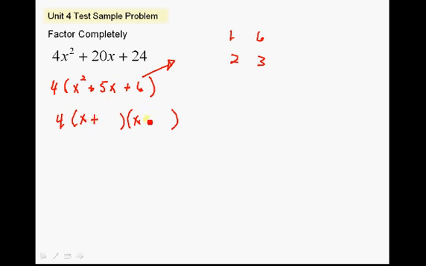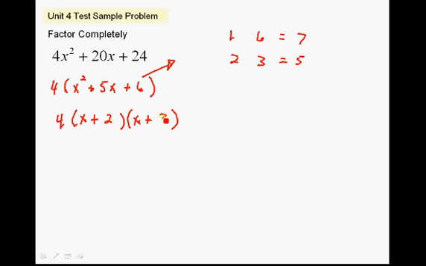So now we take a look at the factors of 6, and is there any way that when we add these we will get a 5? Well, 1 plus 6 is equal to 7. But bam, 2 plus 3 is equal to 5. So we know that we're going to use these two factors right here. So it's x plus 2 and x plus 3.